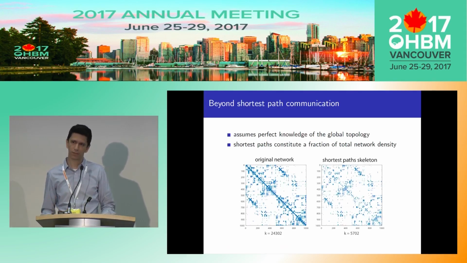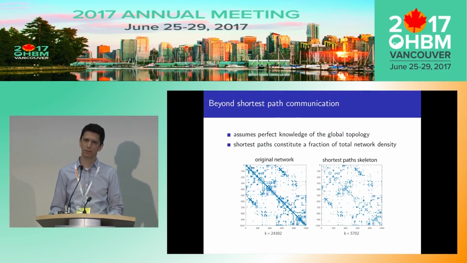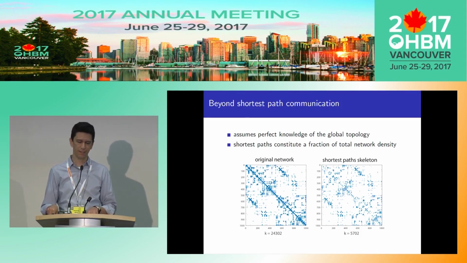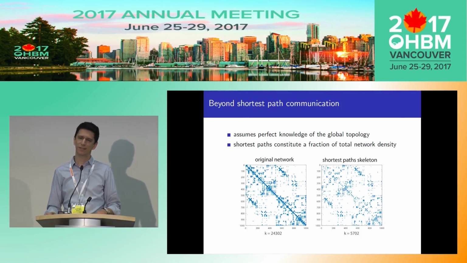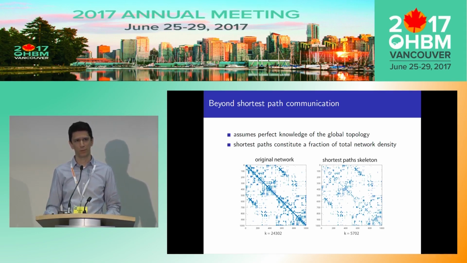So what I really hope to show you today is that although shortest paths are clearly critical, they can't be the whole story. If you assume shortest path communication, you're assuming that the areas that are sending these signals are aware of, and they know the global topology of the network so that they can actually compute the shortest path with which to communicate.